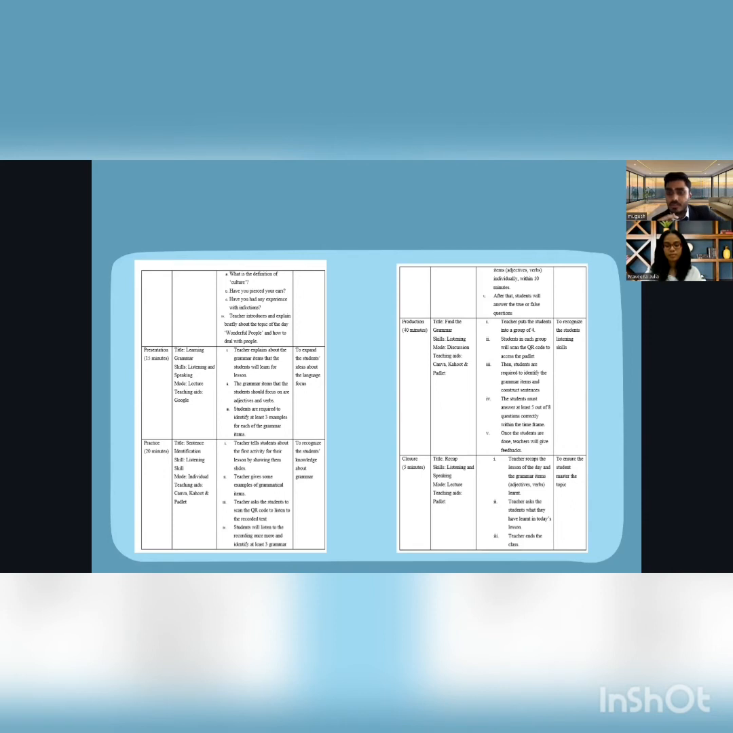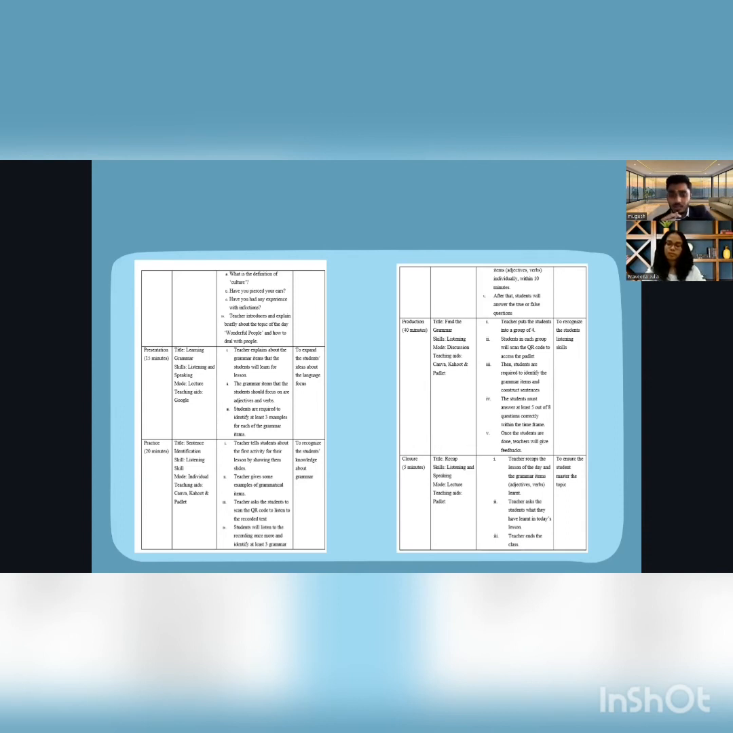The teacher will put the students into 4 groups. Each group will have to scan the QR code, and then the students will have to identify grammatical items and construct questions and sentences. At least they should get 5 or 8 correct this time. At the end of the part, the teacher will give feedback. This is to recognize whether the students understand listening skills or not.